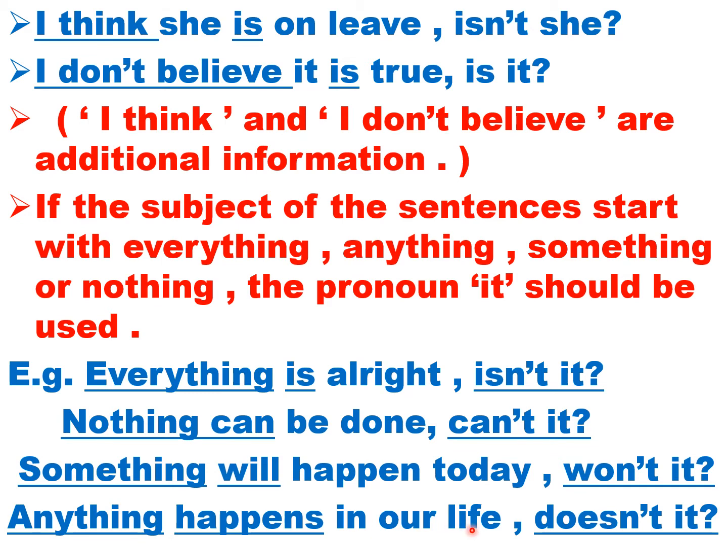Anything happens in our life. Happens is present tense, so does. Positive statement, so doesn't. Instead of anything, we must use the pronoun it. Doesn't it.